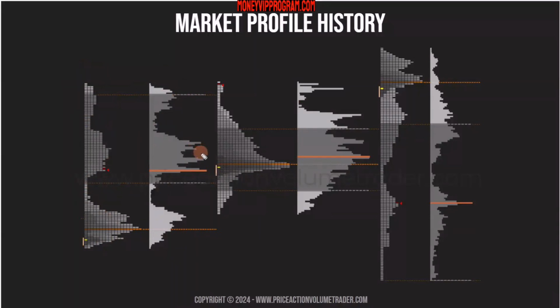And you can see both of these share points of control as well, which are not always going to match, as we're going to go over in more detail. Volume profile is measuring the interaction of price and volume. Market profile is measuring time and price activity. So that is the big difference: volume versus time.